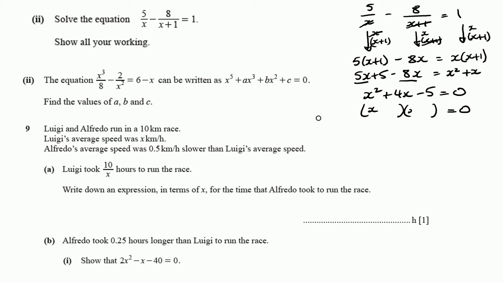An x at the beginning of this bracket, and 2 numbers that multiply to make 5 and subtract to make 4, well, that's 5 and 1. To get a positive 4, I need a plus 5 and a minus 1, and then I get to look at each factor separately and find out when they equal 0. For this bracket, that would mean x equals minus 5, and for this bracket, that would mean x equals 1. And those are the solutions to the equation.